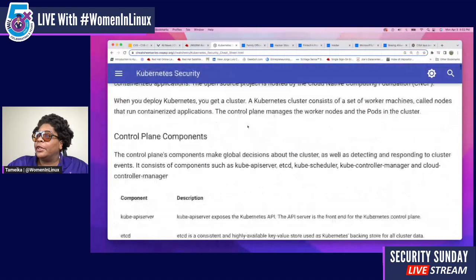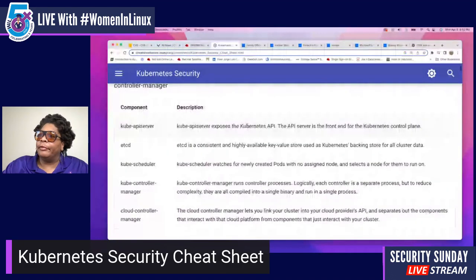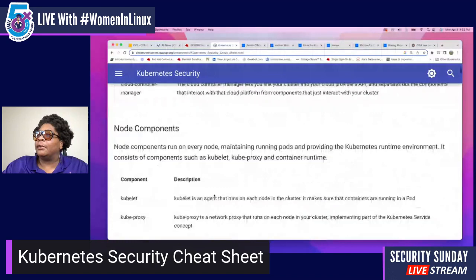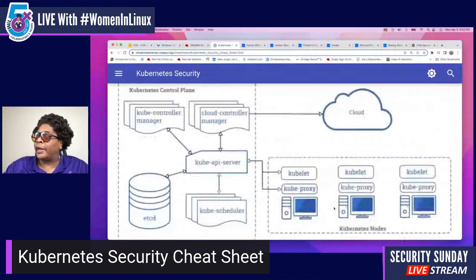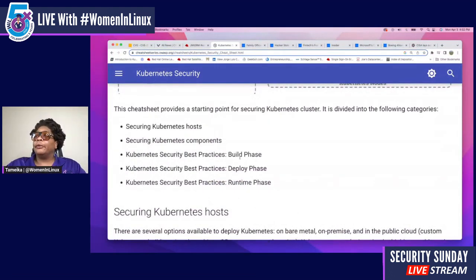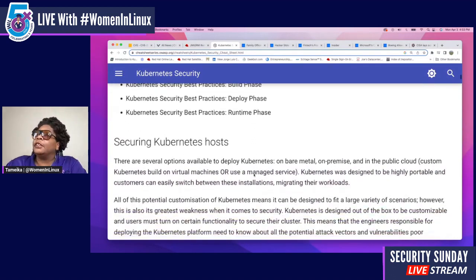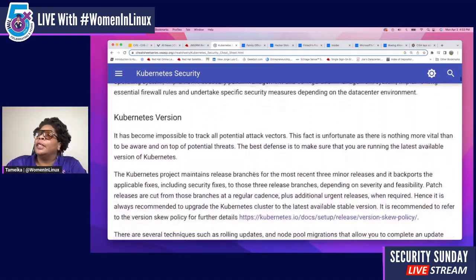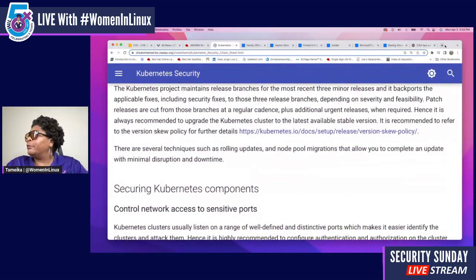security cheat sheet where you can walk through and first understand what the different components are, what the different node components are, right? And then understand how to secure the hosts and components, security while you're building, security when you deploy Kubernetes and deploy applications, and then runtime once the application is deployed. How do you secure the application and the cluster when it's deployed? So this is just a little cheat sheet that you can use. There are plenty of books out there for Kubernetes security.